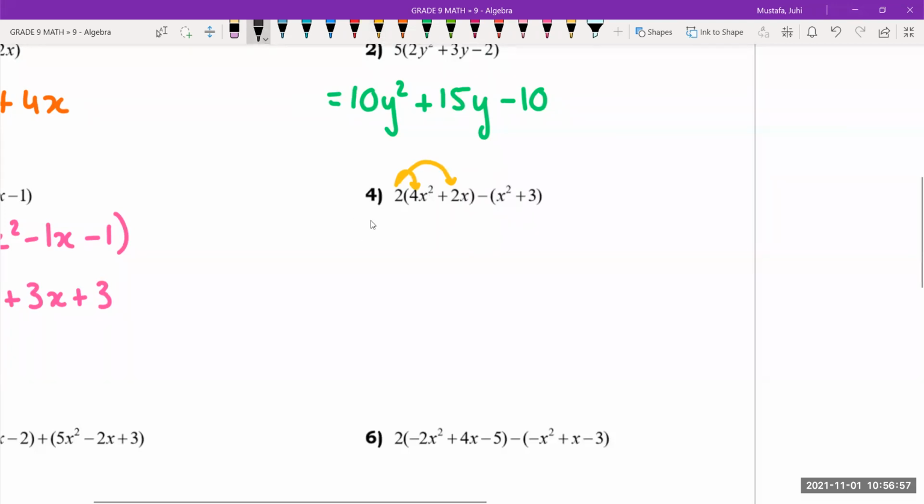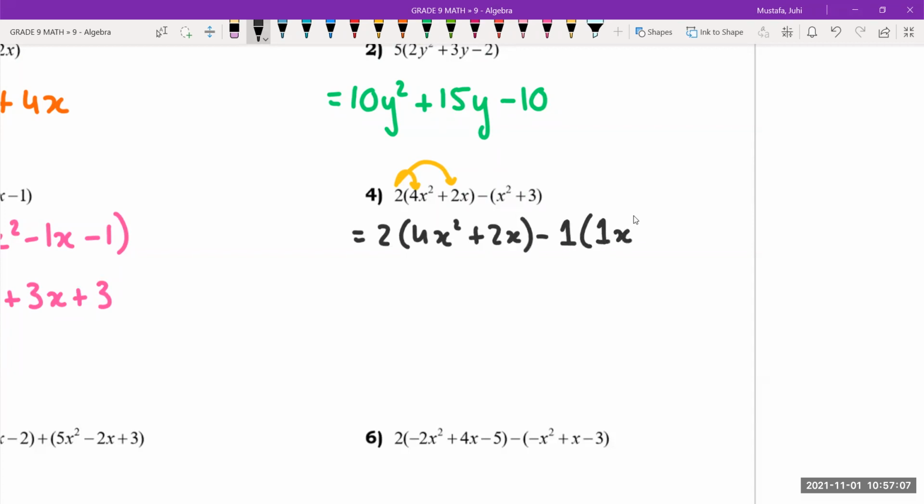So if you wanted, again, you could rewrite this. So it's 2 bracket 4x squared plus 2x minus 1 bracket 1x squared plus 3. If it helps, you can go ahead and write in all of the ones that are missing. Like this x squared has a 1 in front of it. This entire bracket has a 1 in front of it. Now you can kind of see the question pretty clearly. You know you're going to have to multiply this 2 to these brackets and this -1 to this one.